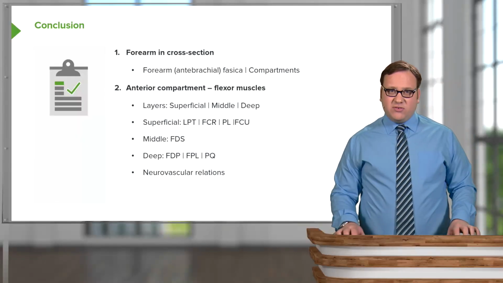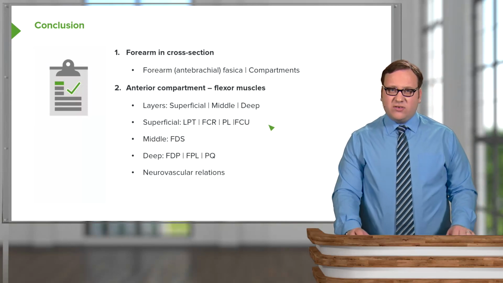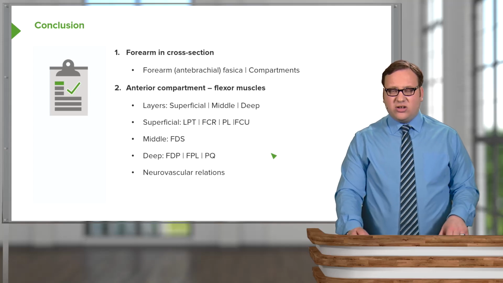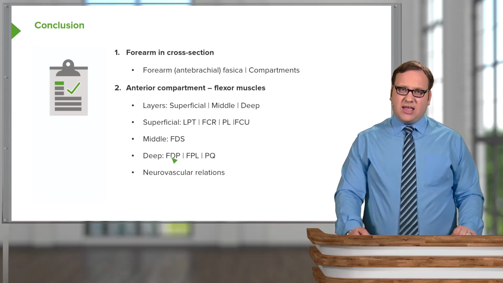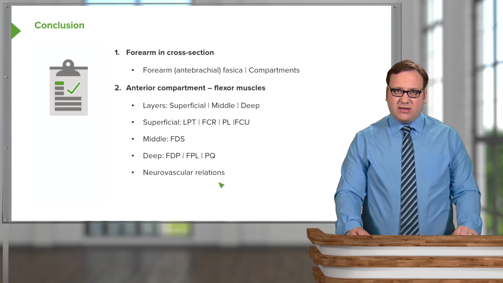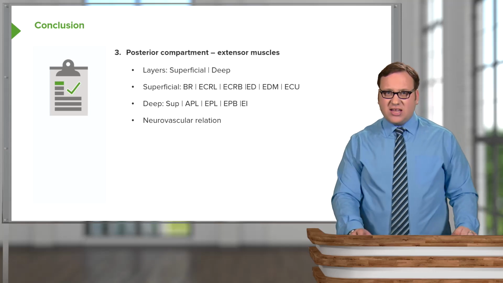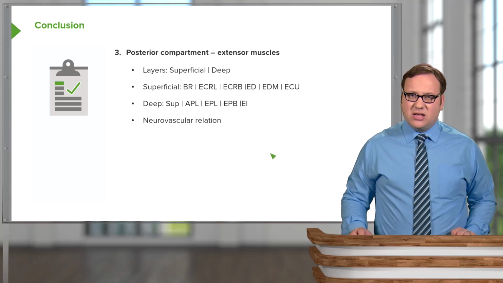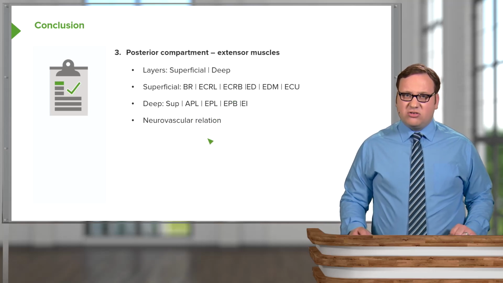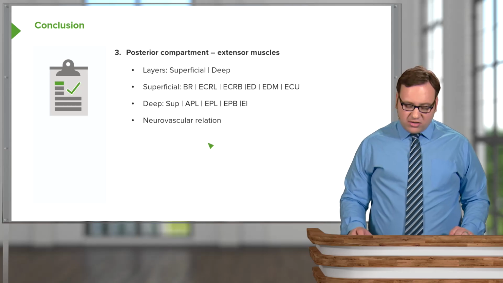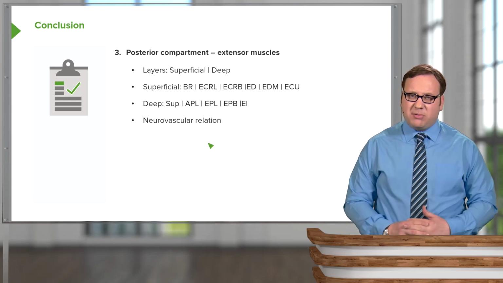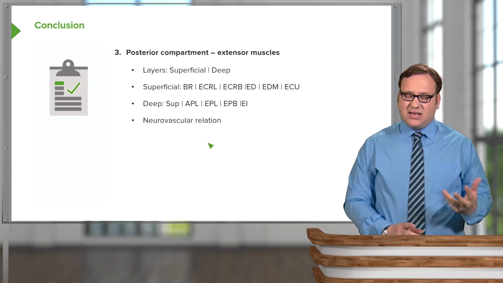So in this lecture, we've looked at the forearm in cross-section. We've looked at the antebrachial fascia and the compartments that it forms. We then looked at a whole series of muscles in the anterior compartment, and we looked at their relations to one another within the anterior compartment. And then we looked at the posterior compartment. We looked at the extensor muscles, where again we looked at a whole series of muscles, and then briefly at the end we looked at the neurovascular relations. We'll look at the neurovascular relations in more detail when we look at the overview of the blood supply to the upper limb as a whole, and that's in a later lecture.